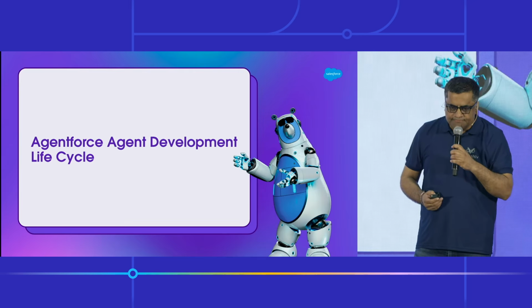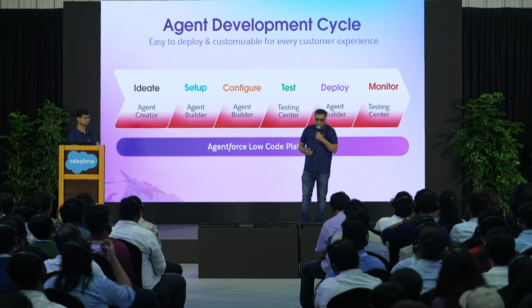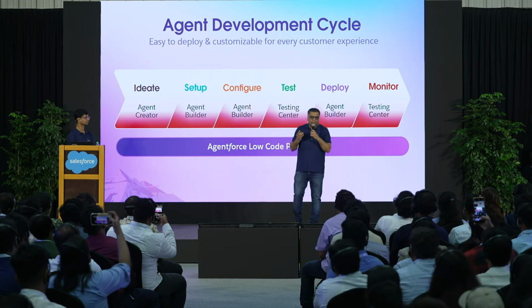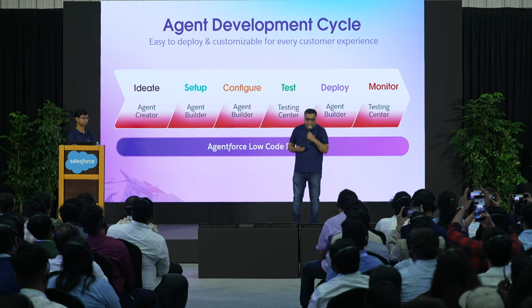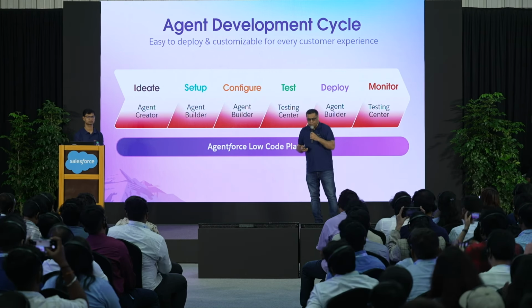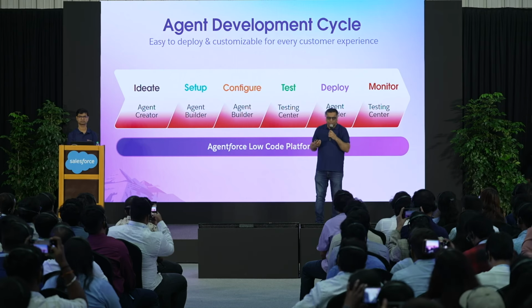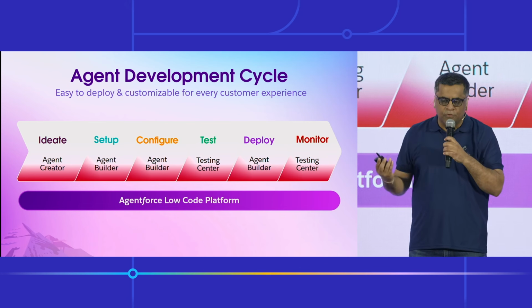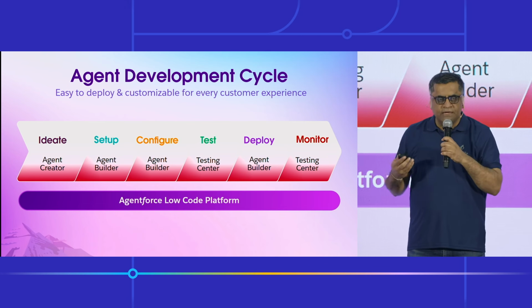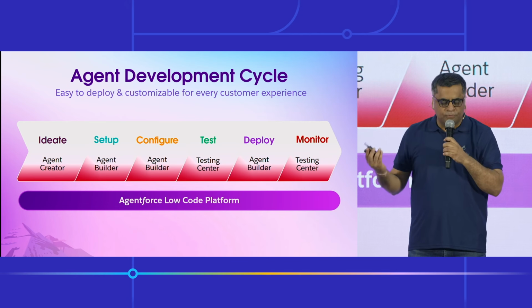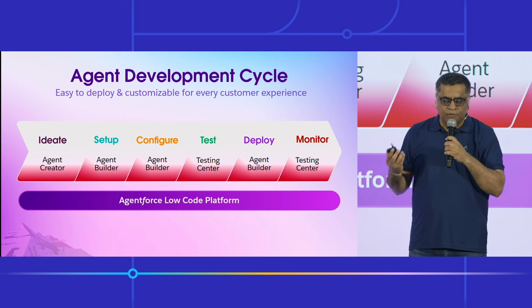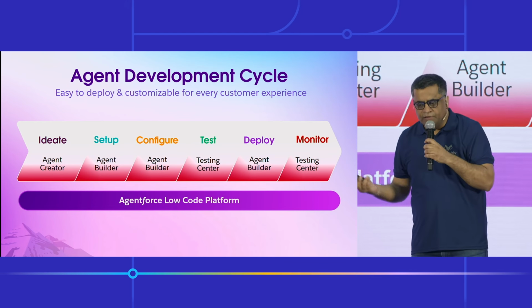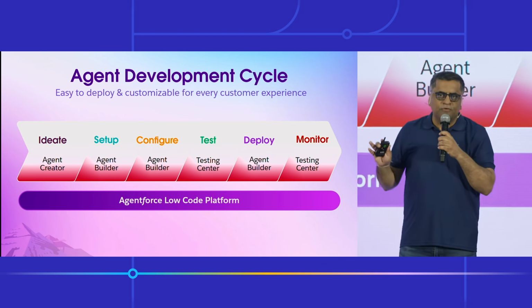people are using agents. What is the Agentforce agent development lifecycle? So this is actually no different from your classical software development lifecycle, or what we call SDLC. You basically ideate. What do you want the agent to do? You come up with your ideas. You set up. You basically use a tool called Agent Builder. You configure your agent in the Agent Builder. You develop your prompts. You fine-tune your models. You test it using your testing center. You deploy it using the Agent Builder, and then you monitor it using, again, your testing center. This is, in most cases, what you would do.